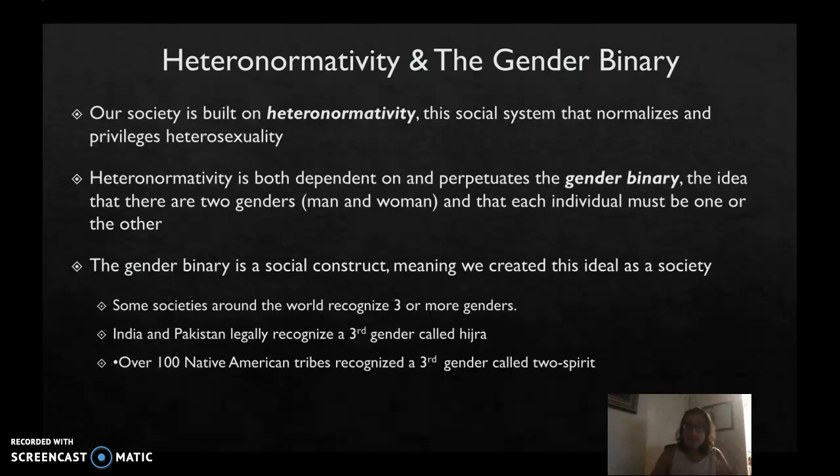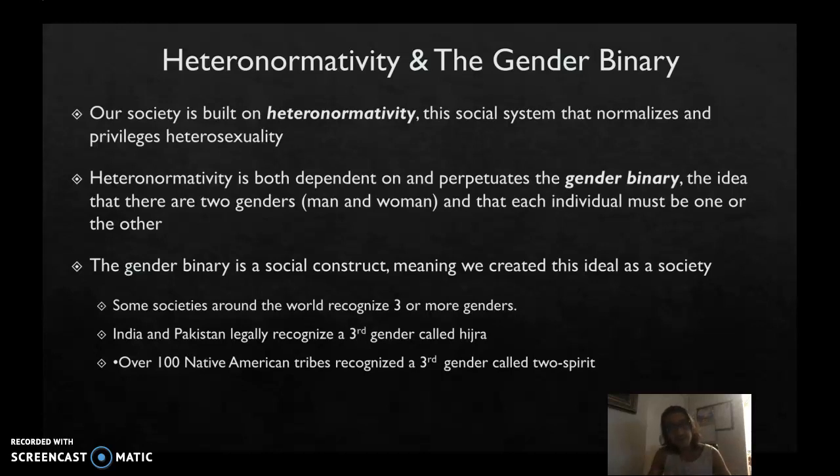So the gender binary is a social construct, which means that we created this ideal as a society. A lot of people have a hard time understanding that there could be anything other than just two genders, male and female. However, if we look at different societies, and especially look at historical comparisons, we can see how gender, just like race, is something that is socially constructed, meaning that we as a society chose that there's only two genders. For example, some societies around the world legally recognize 3 or more genders.